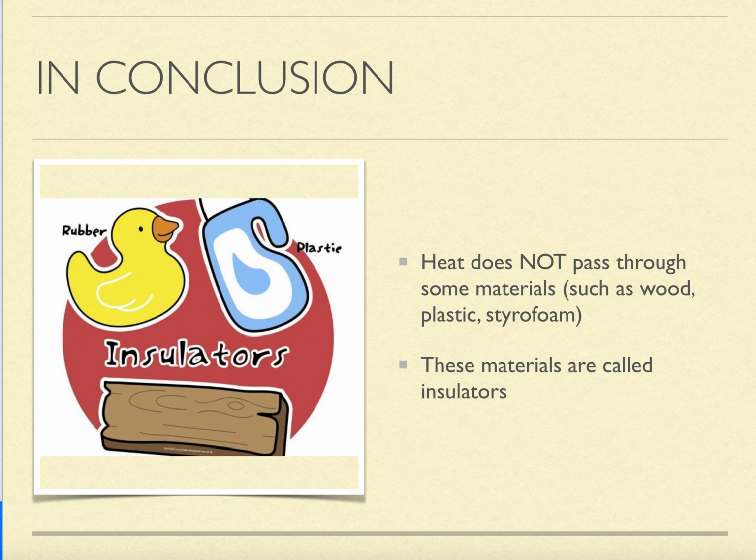So in conclusion, what makes an insulator? Well, it's the opposite of a conductor. Heat does not pass through some materials easily. Those materials are wood, plastic, styrofoam. I didn't talk about this one in the PowerPoint, but rubber is another one. And these materials are called insulators. So a conductor is something that heat can transfer through easily, like a metal. And an insulator is when the heat cannot transfer easily, like wood, plastic, or styrofoam.